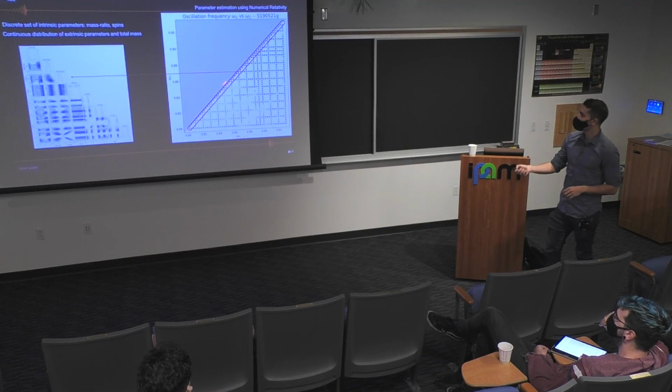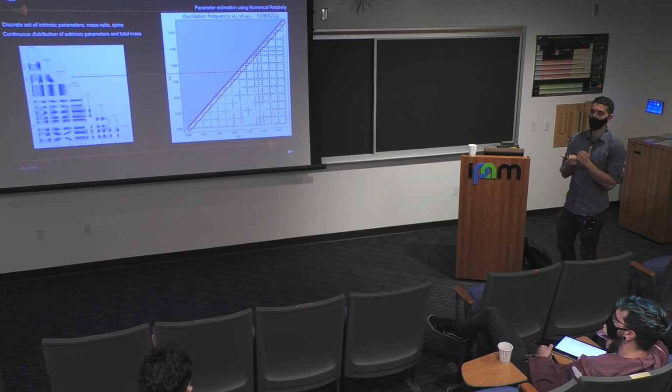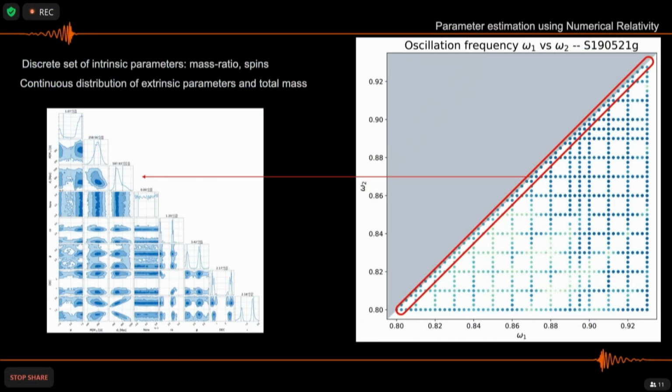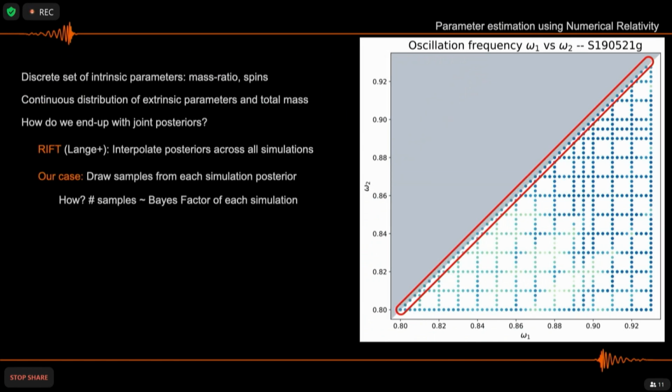So as I said, for each of these simulations, if you think about black holes, for each combination of spins and mass ratio, we get continuous distributions on mass, orientation, azimuth, inclination, sky location, et cetera. And then you need to combine these to get a joint distribution. So there are a couple of ways of doing that I can think of. The first one is what the RIFT algorithm does. This was developed by Jacob Lange et al. at RIT. What they do is essentially try to interpolate those continuous posteriors across all of your parameter space, which is quite non-trivial.